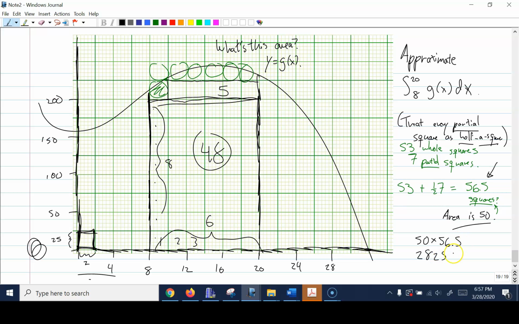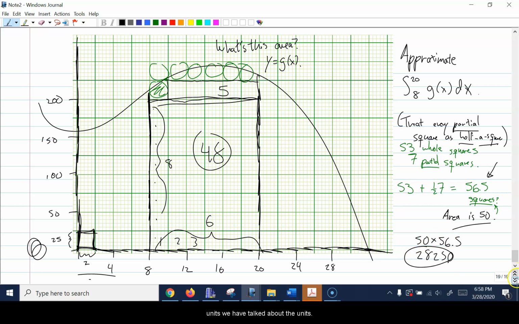It's 2,825, I think. It's about 2825. The area, the integral, is 2825.